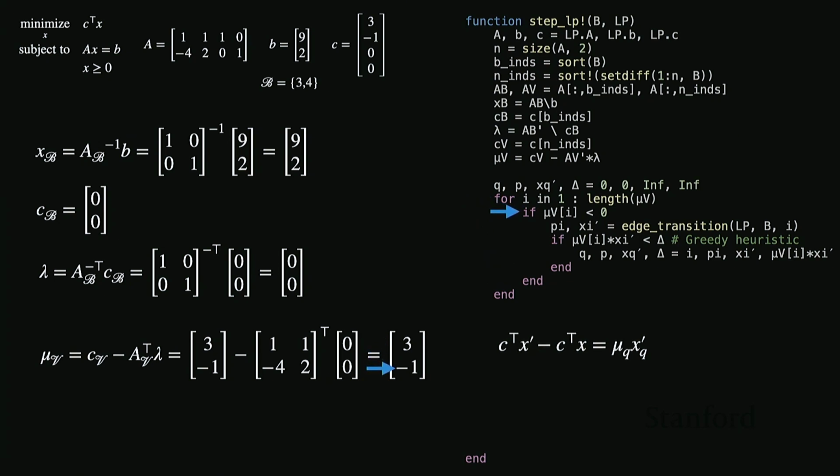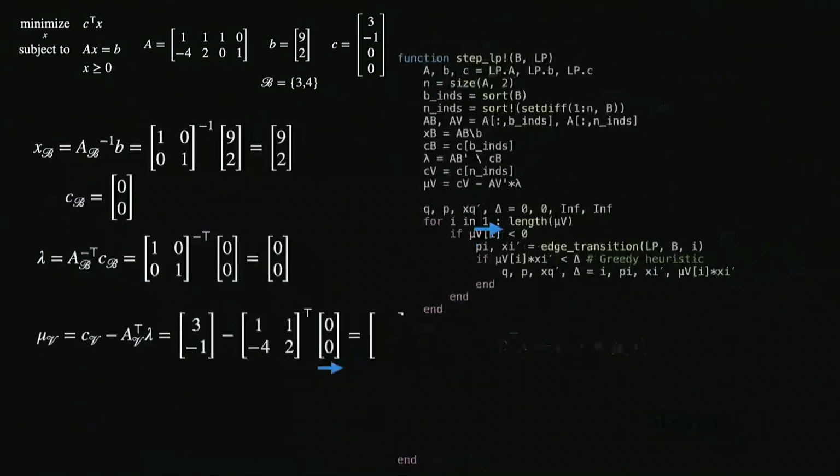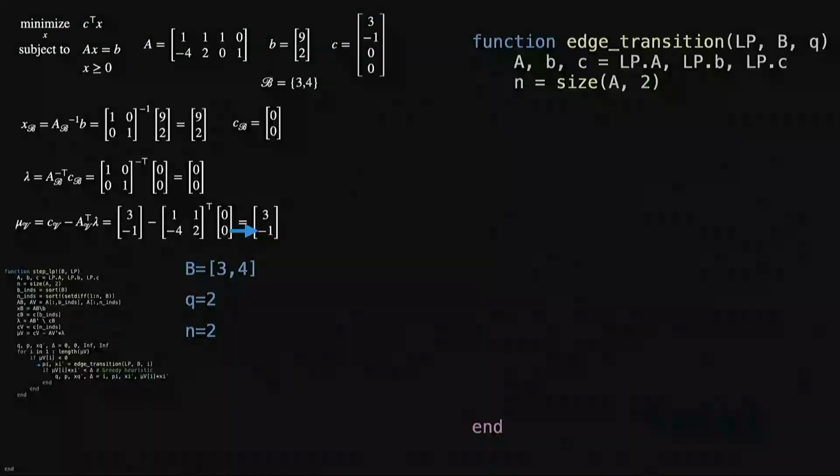Now we're going to look at the next component of mu. We see that that's -1, so it is less than 0, so we're going to enter into this if statement. We're then going to run this edge transition. This is looking for that PQ pair now. So we've gotten our Q. We know that our Q is going to give us a decrement in our objective. Now we're trying to find the P that goes along with our Q. So we're going to run this edge transition function, which will find us the P, the PQ pair, and also the XQ prime value through the minimum ratio test. We'll save our spot in that step LP function as we run this edge transition.